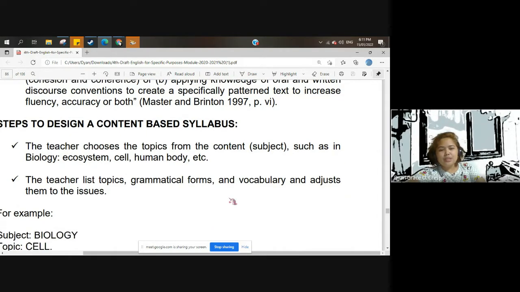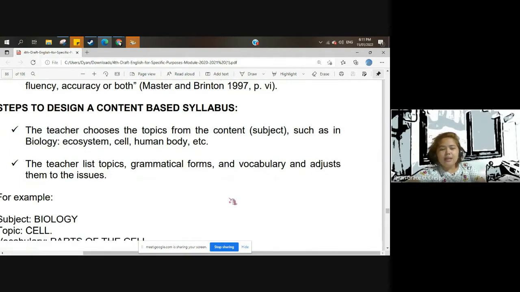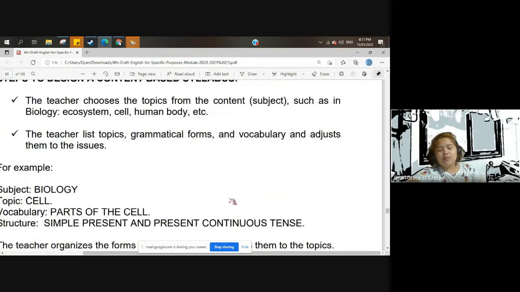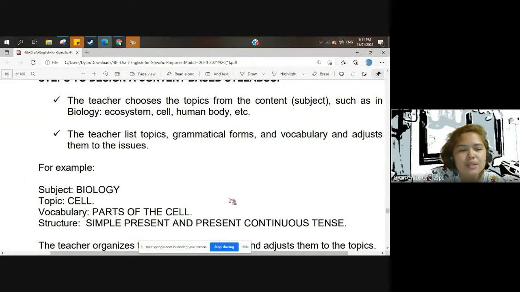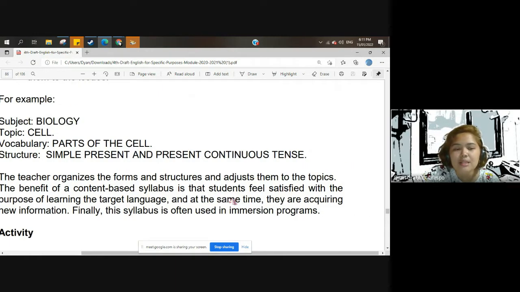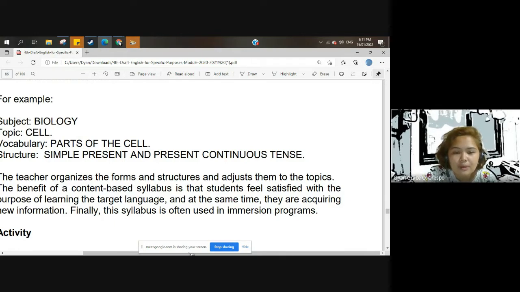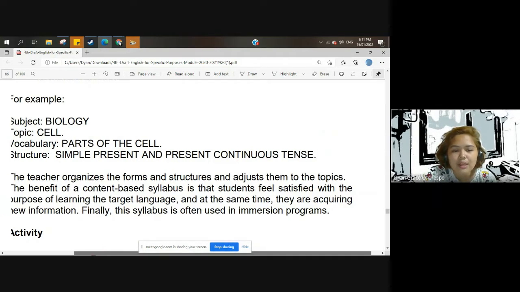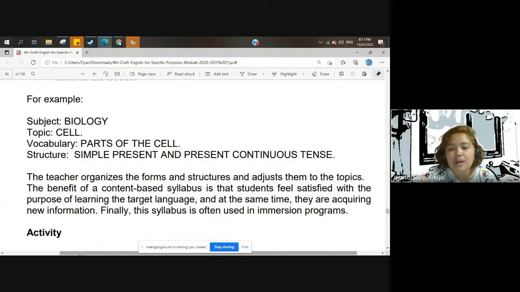Steps to design a content-based syllabus. The teacher chooses the topics from the content, which is the subject, such as biology: ecosystem, cell, human body. Then the teacher lists topics, grammatical forms, and vocabulary and adjusts them to the issues. For example, the subject is biology. Ang topic niya is the cell, vocabulary: parts of the cell, and simple present and continuous tense. So nakikita natin dito, the teacher organizes the forms and structure and adjusts them into topics. The benefit of content-based syllabus is that students feel satisfied with the purpose of learning the target language, and at the same time, they're acquiring new information. Finally, the syllabus is often used in immersion programs.